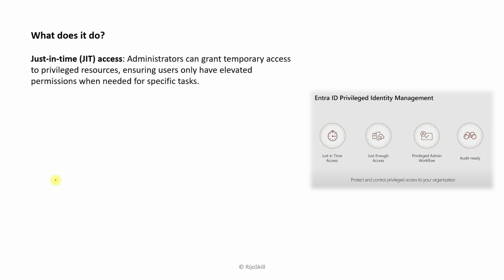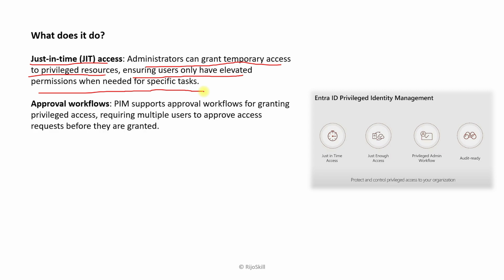First is just-in-time access. So what does just-in-time access mean? Administrators can grant temporary access to privileged resources, ensuring users only have elevated permissions when needed for a specific time. For example, if in your organization you have a user who needs to reset passwords for some particular users, you can give some just-in-time access.